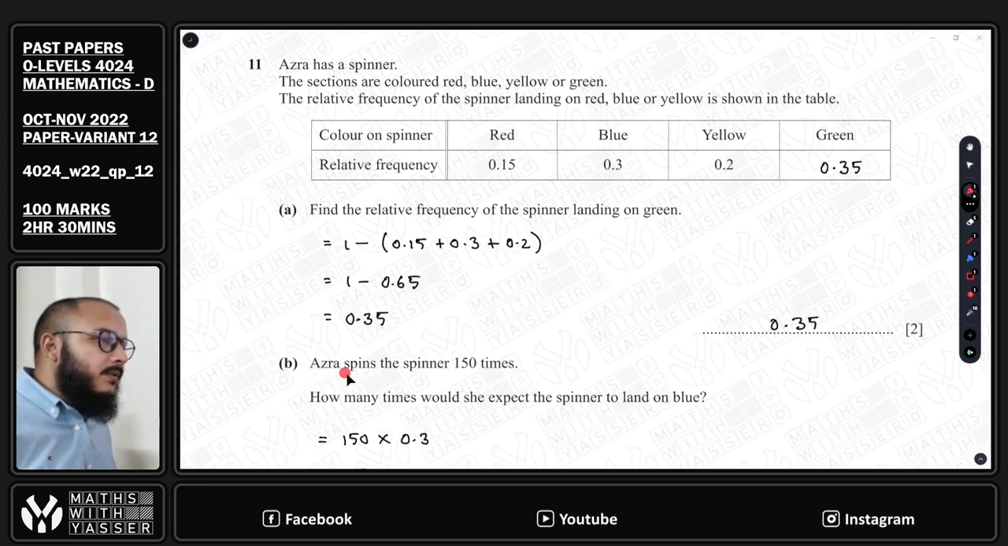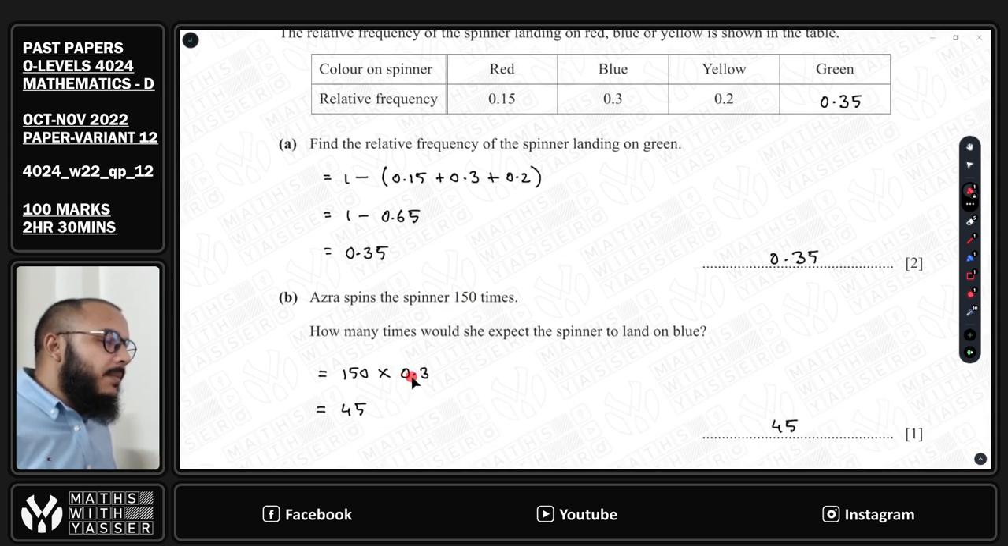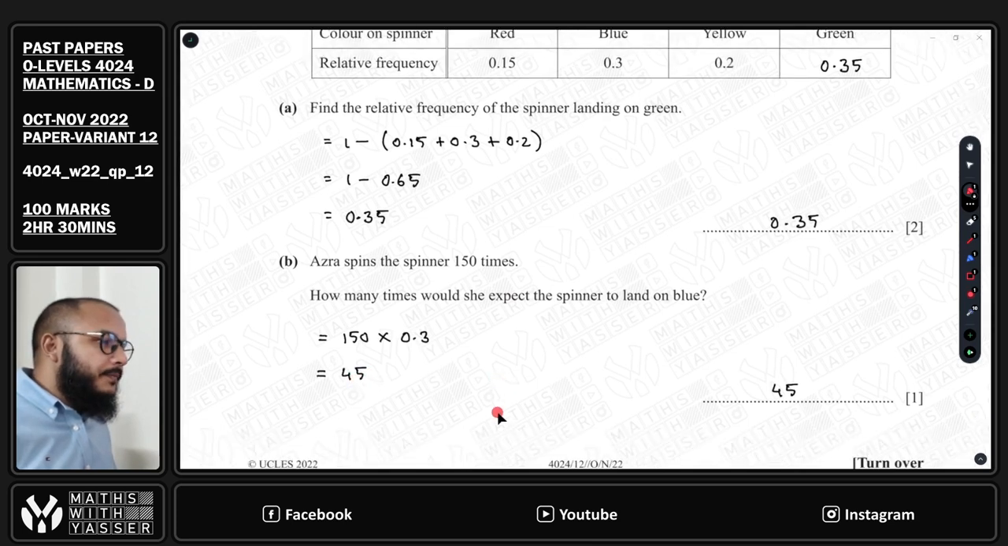Then it says, Azra spins the spinner 150 times. How many times would she expect the spinner to land on blue? So, the relative frequency for blue is 0.3. That's if the spinner is spun 1 time. So, if it is spun 150 times, we need to multiply 0.3 with 150, and that will give us 45.